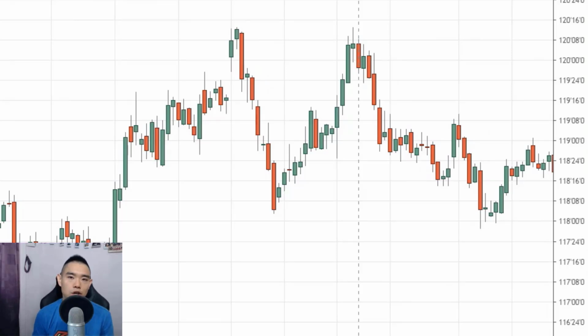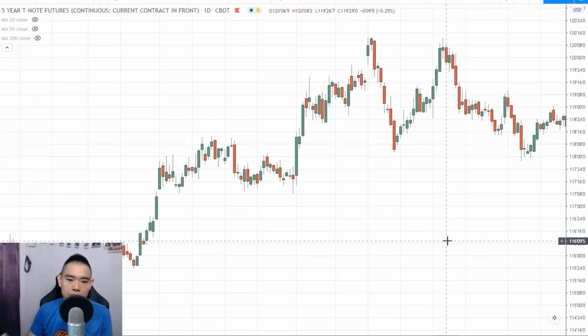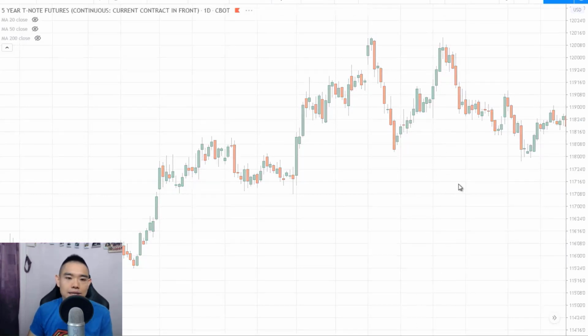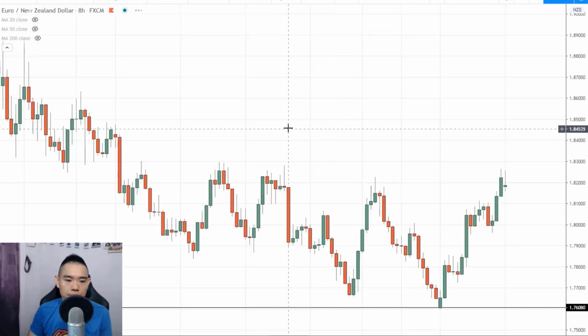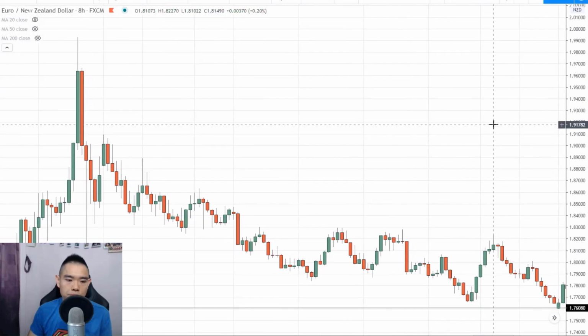So what should you do? How do you avoid this type of stop hunting scenario? Very simple. Give your trade more room to breathe. Set your stops away from this key prominent price structure. So let me give you a very simple example. Let's say Euro New Zealand, the 8-hour time frame. You went long over here.